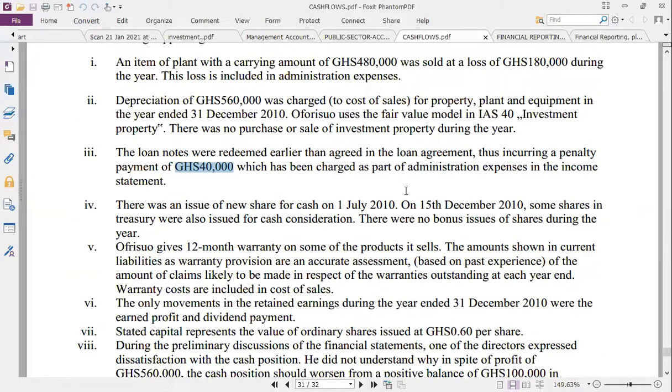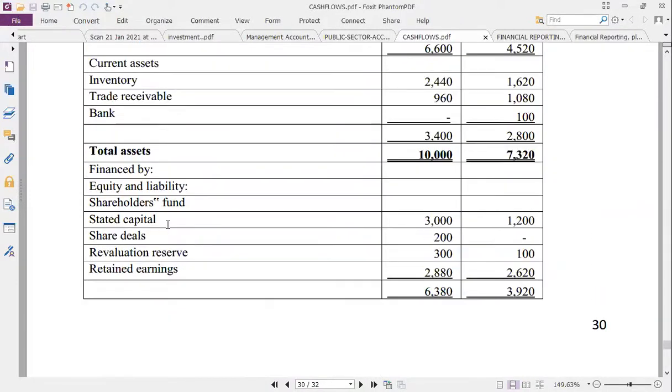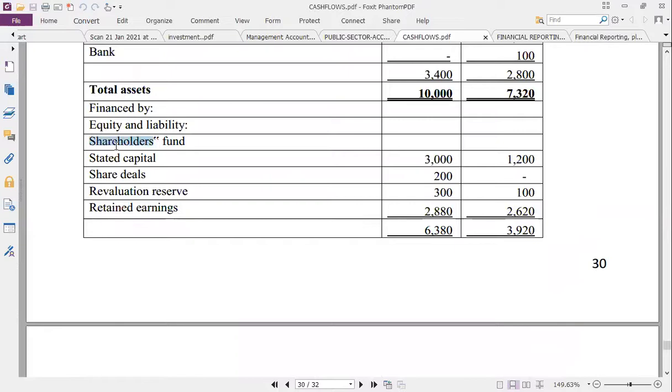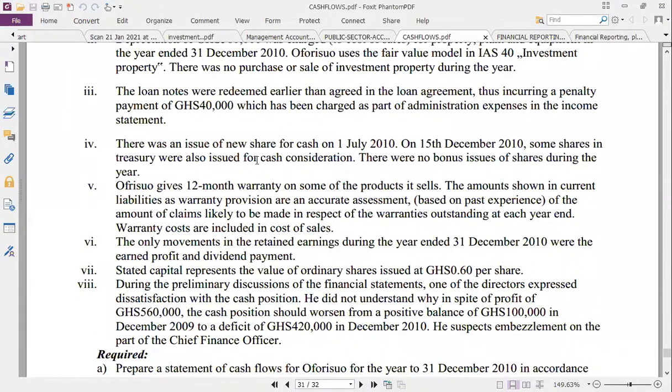Just go to the financial position. All this in the share capital is by cash, so add it to financing activity. So, shareholders' fund, stated capital, is 1,200 at the start and at the end of the year it is 3,000. So, meaning that they issued 1,800. That 1,800, all of it is by cash. However, if this note is not there, then we cannot determine that all the changes are about cash flow.